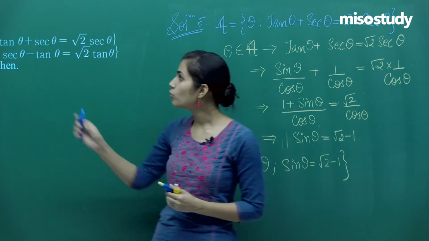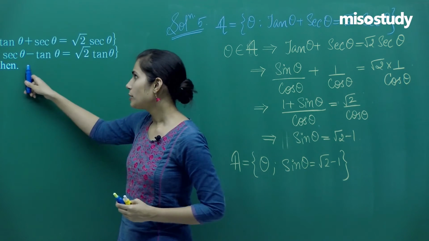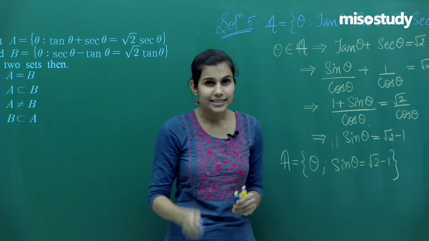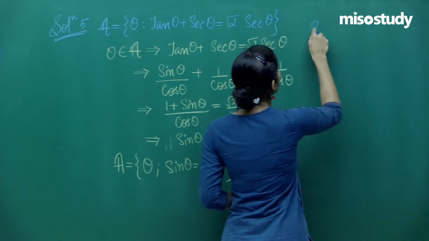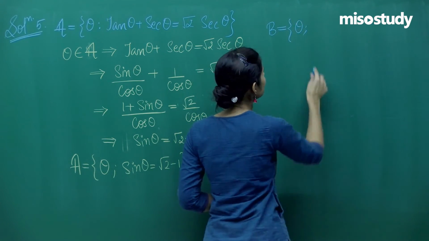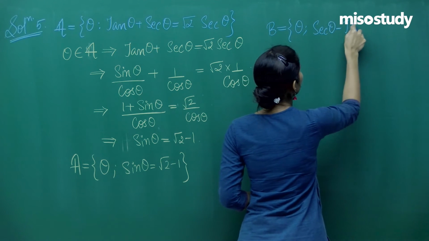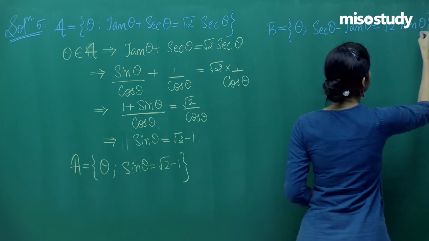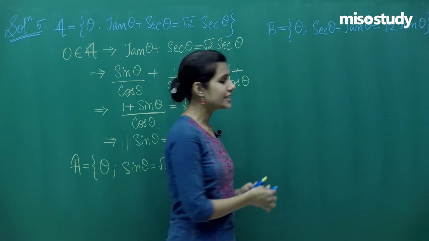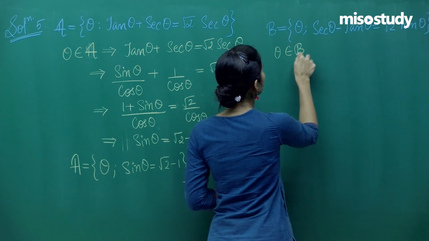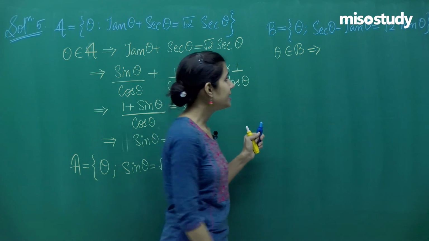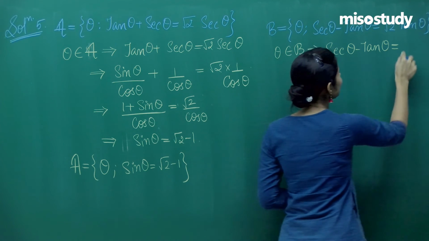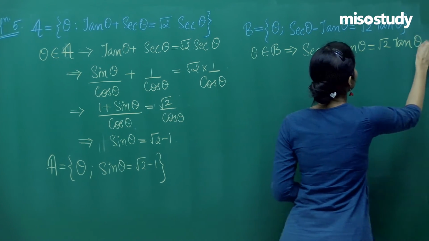That is what we are supposed to do with B also, if that's possible. Let's see what B is. B is all those thetas such that sec theta minus tan theta is root 2 tan theta. Let's try and decode that. Again, if a theta belongs to the set B, this implies sec theta minus tan theta is equal to root 2 times tan theta.